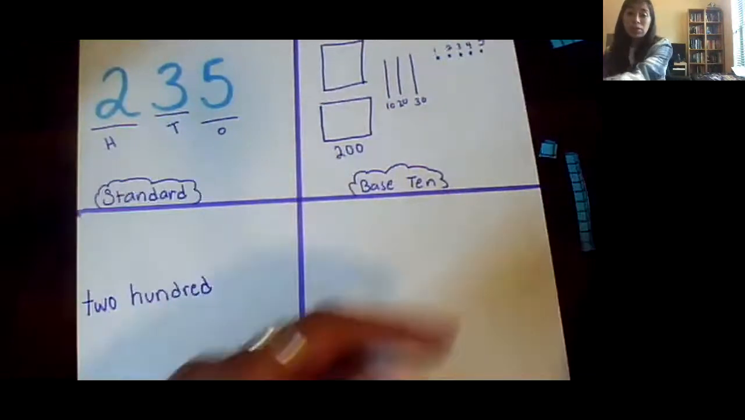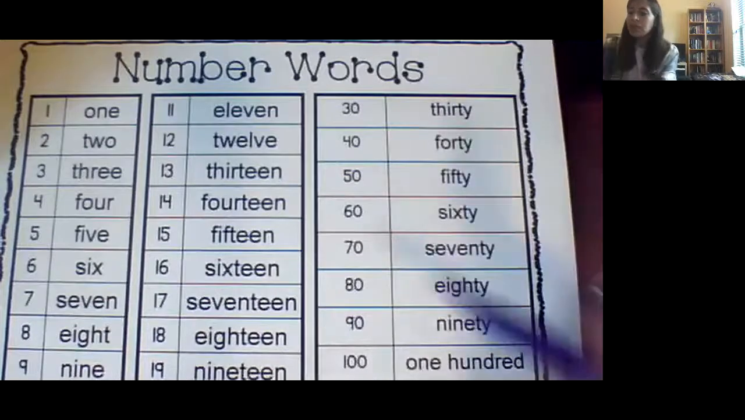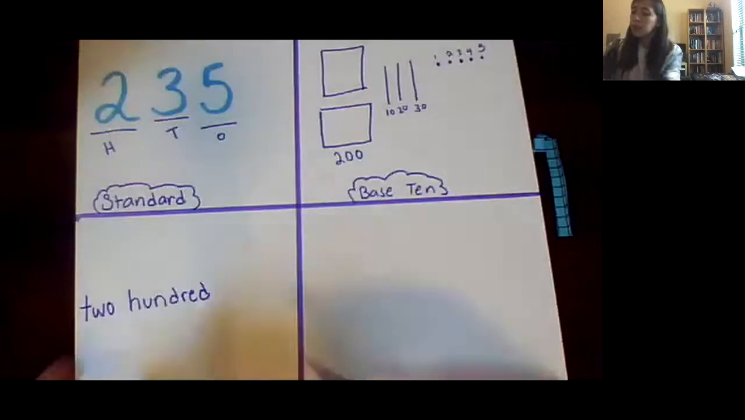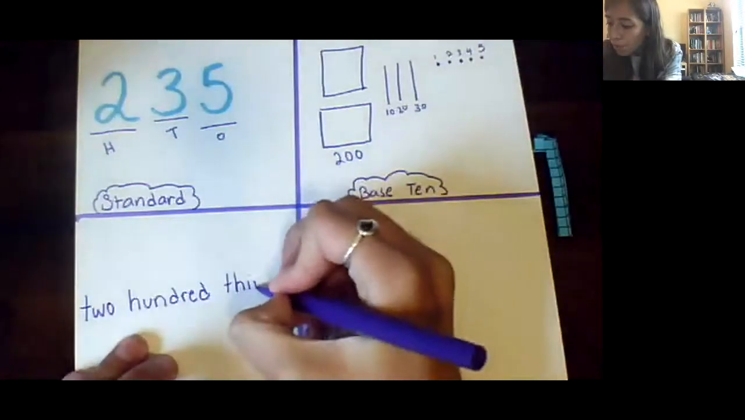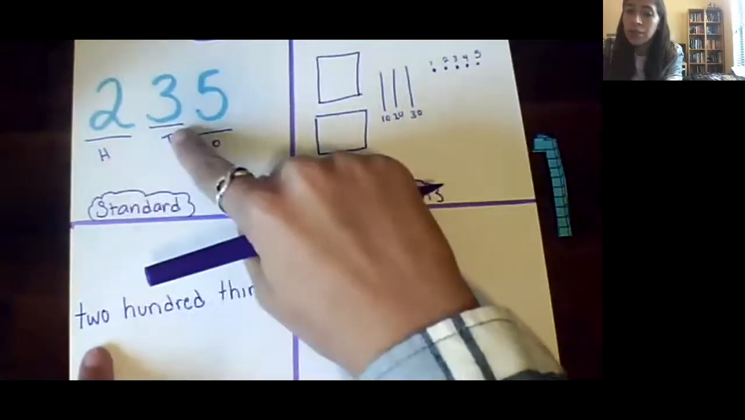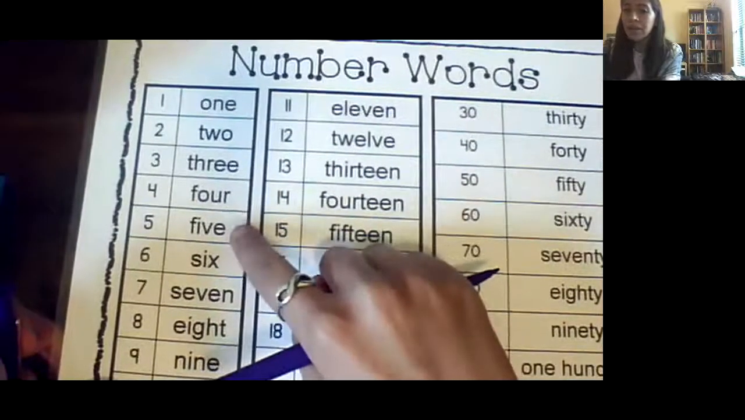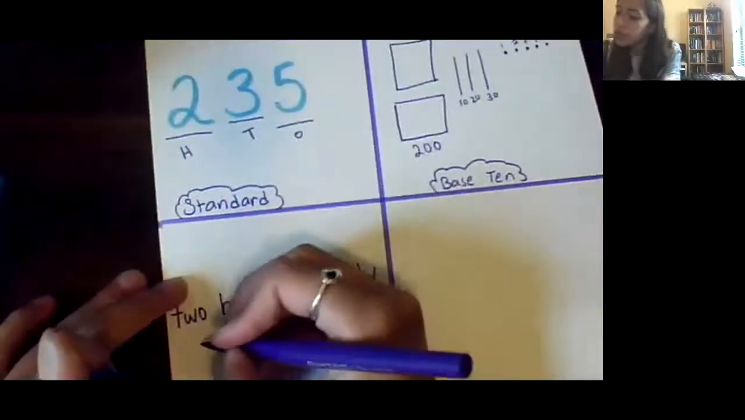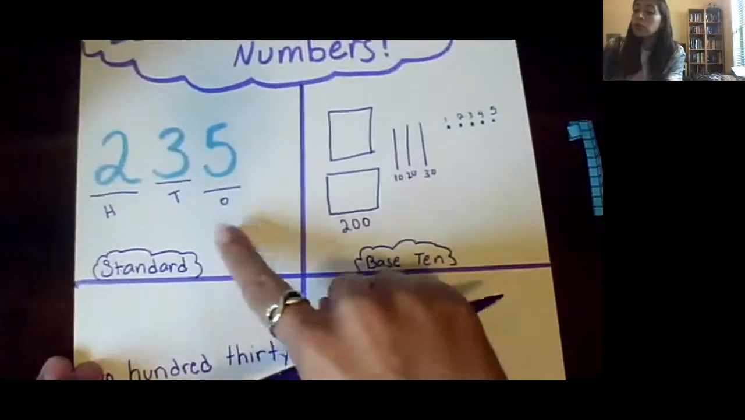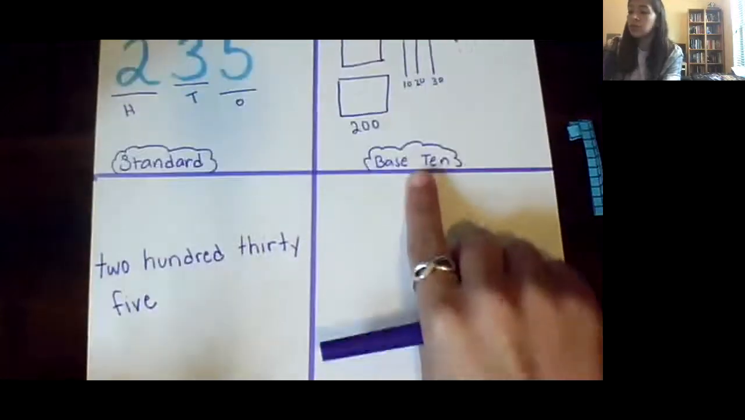Okay. So now let me think about my number. 230. Okay, I need to know how to spell 30. So let's see, friends. Do you see the number 30? I see the number 30, and that's how you spell it. So I'm going to use my number words to help me spell. 230. And what's my last one? 235. Let's see how to spell 5. There it is. 235.